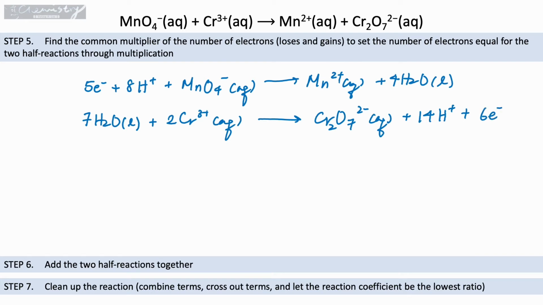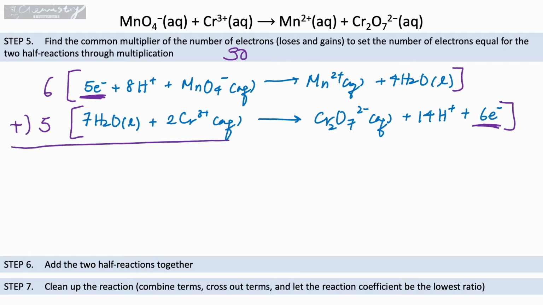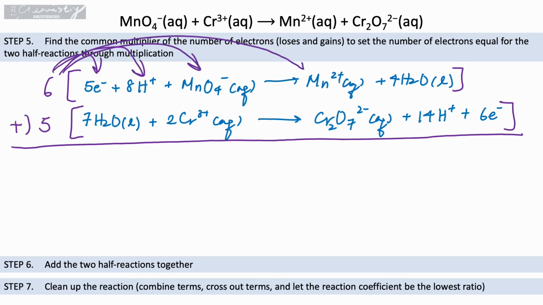In this case, it is asking us to find a common multiple for the electrons, so 5 and 6. The common multiple for 5 and 6 is 30. That means that we're going to multiply the first reaction by 6 and the second reaction by 5. And then we will add the two reactions together. Note that when we are multiplying, this 6 is going to go to every single one of the terms. Same idea for the 5. So let me just multiply them in.